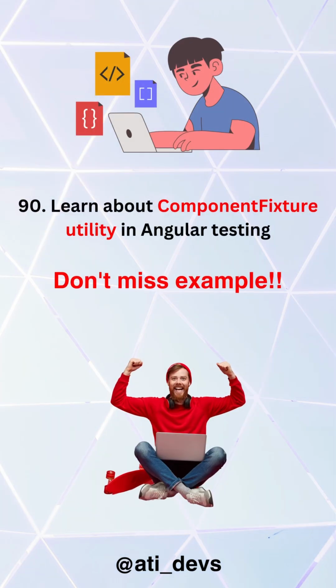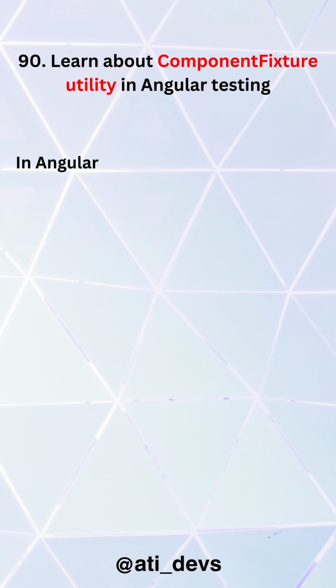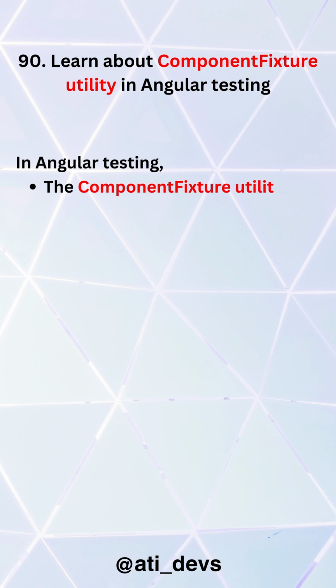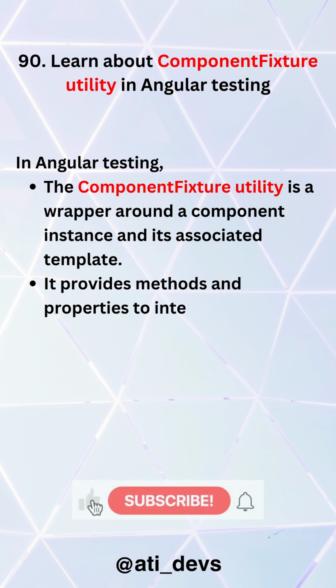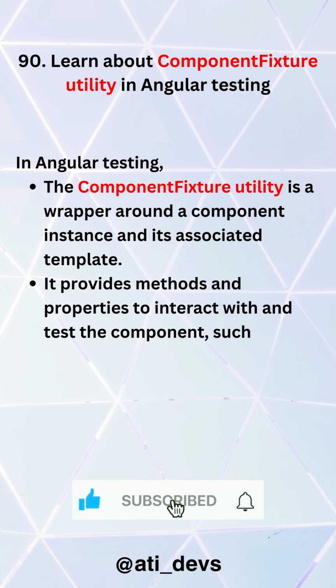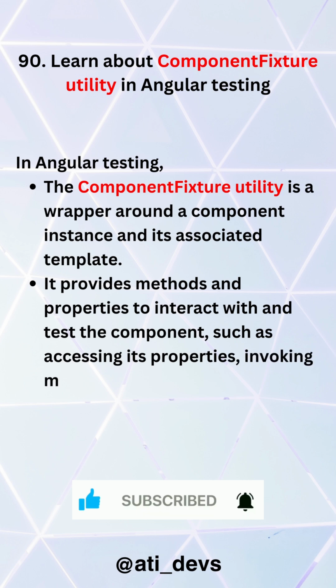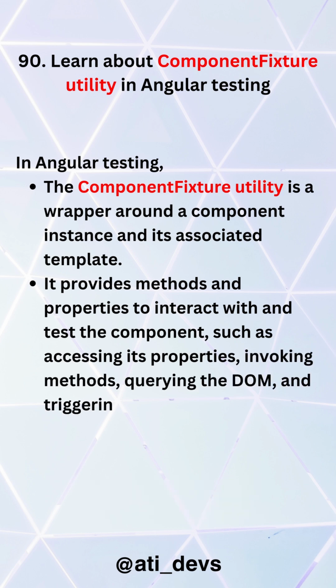Learn about component fixture utility in Angular testing. Also, don't miss the example at the end. In Angular testing, the component fixture utility is a wrapper around a component instance and its associated template. It provides methods and properties to interact with and test the component, such as accessing its properties, invoking methods, querying the DOM, and triggering change detection.